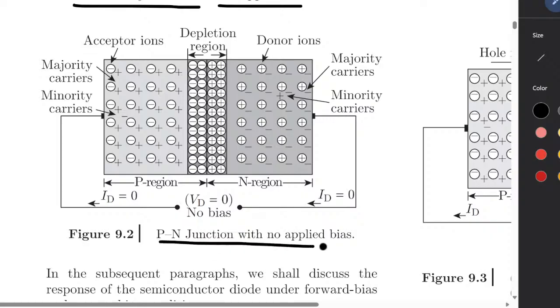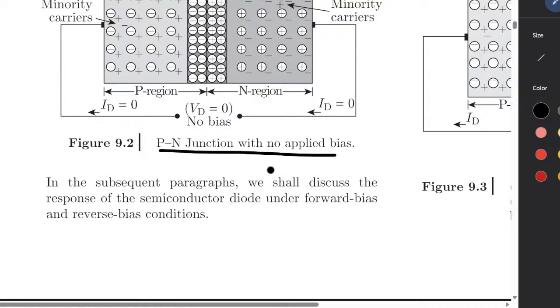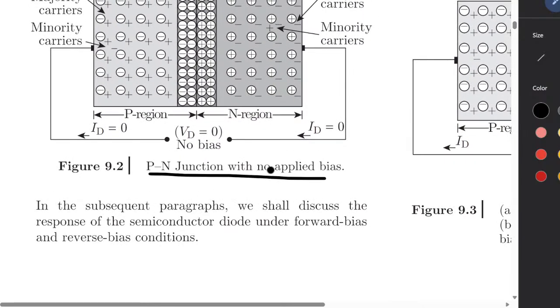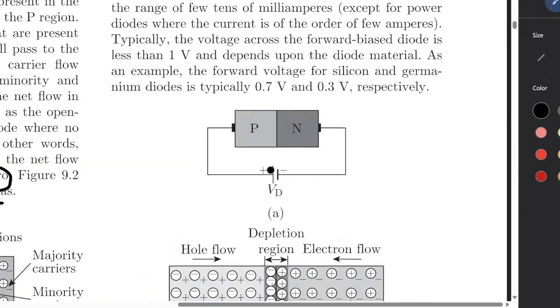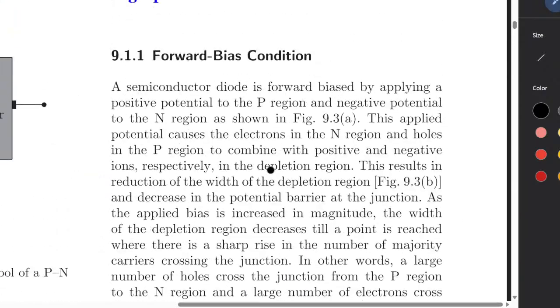So the PN junction has no applied voltage. In the subsequent paragraphs, we discuss the response of the semiconductor to forward bias. What is the forward bias condition? How do we explain the forward bias condition?